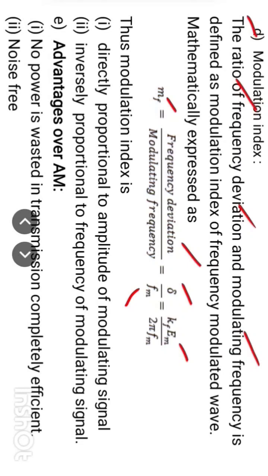From this expression, we say this modulation index is directly proportional to amplitude of modulating signal and inversely proportional to frequency of modulating signal. E.